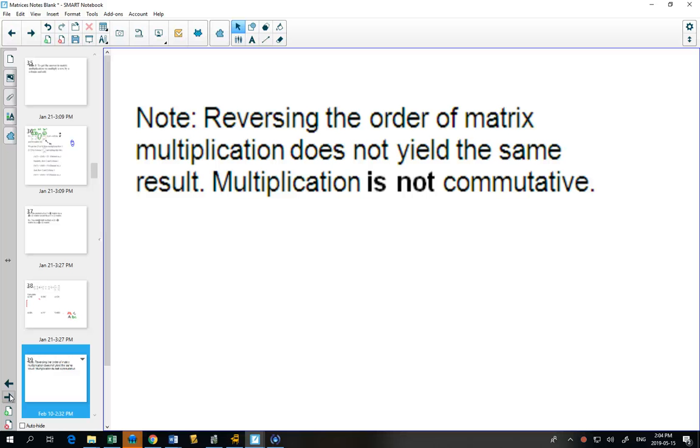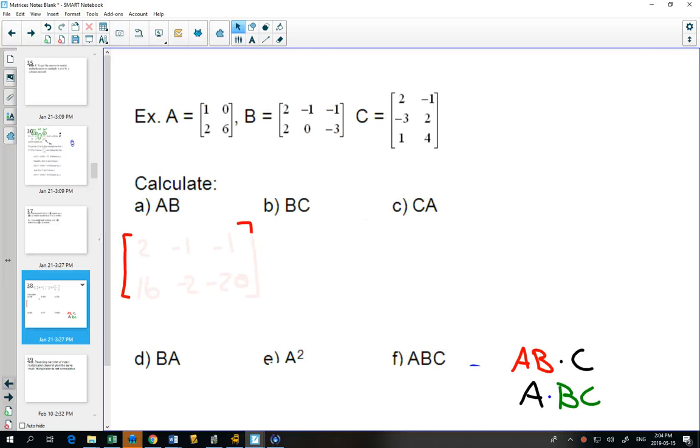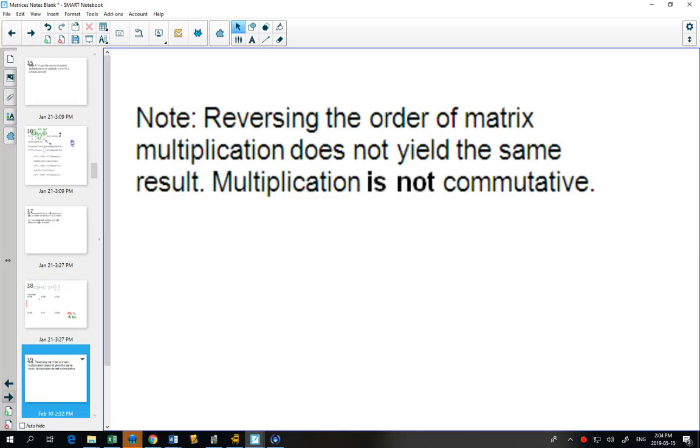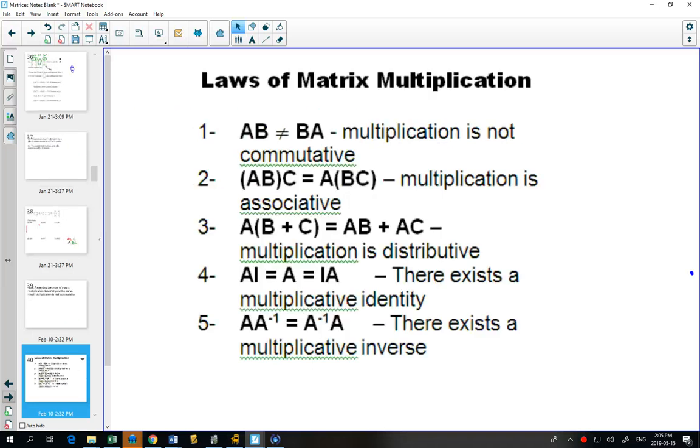Okay? We notice that unlike regular multiplication, here's A times B, here's B times A, they're not the same. So reversing the order of things doesn't yield the same result. Now, in mathematics, we call that property commutative. 5 times 3 is the same as 3 times 5, so regular multiplication is commutative, but matrix multiplication is not. So if we list the laws of matrix multiplication, that first one shows up: A times B is not the same as B times A. It's not commutative.